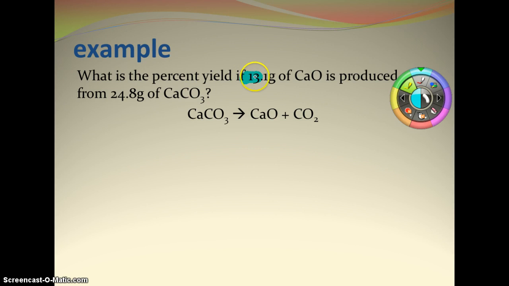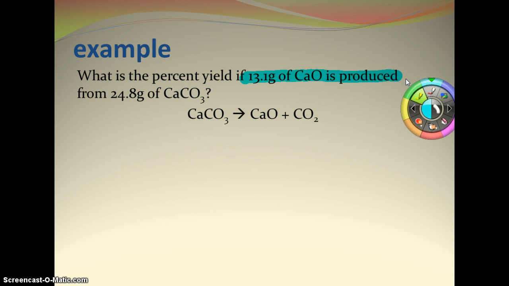So we have our actual yield, and that is going to be this, 13.1 grams. The reason we know it's our actual yield is because it says "produced." We're comparing our products now. Limiting reagent compares reactants, percent yield compares products. So that means we're going to have to start with our reactant, and that's going to be this one. So there it is, the reactant.